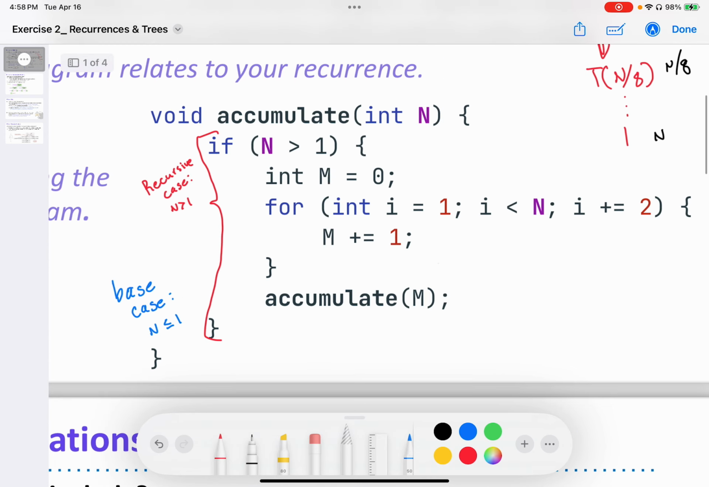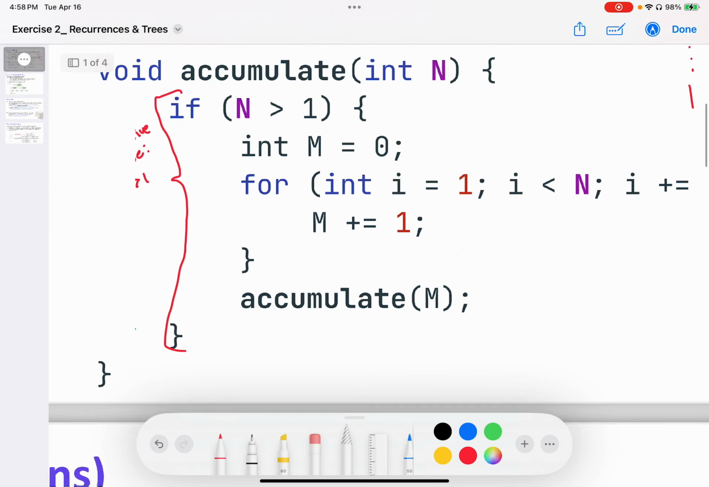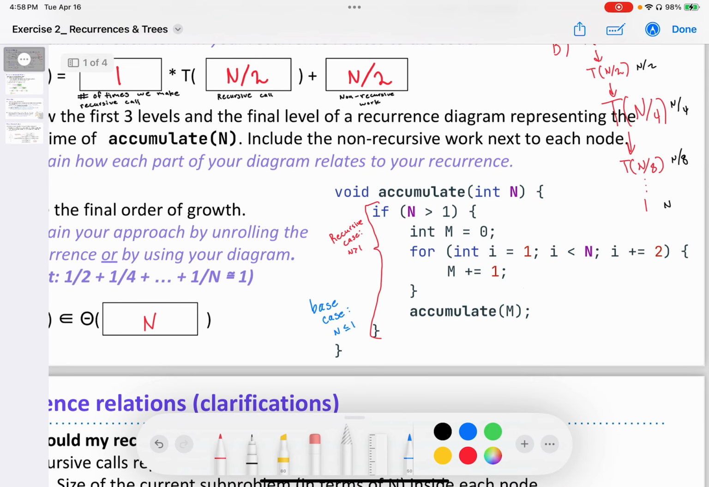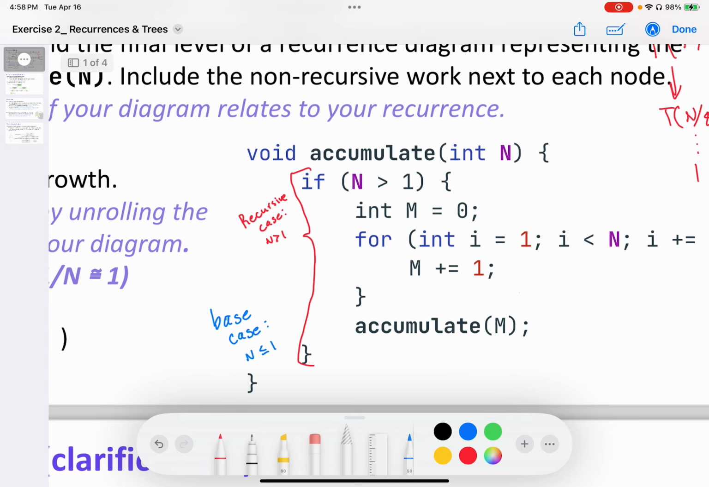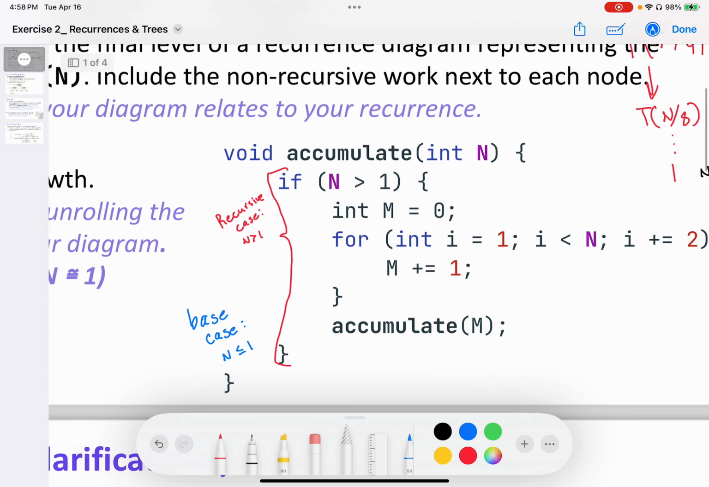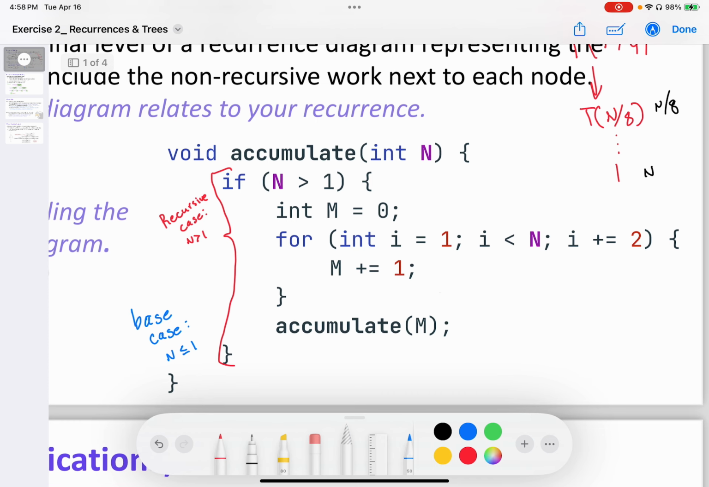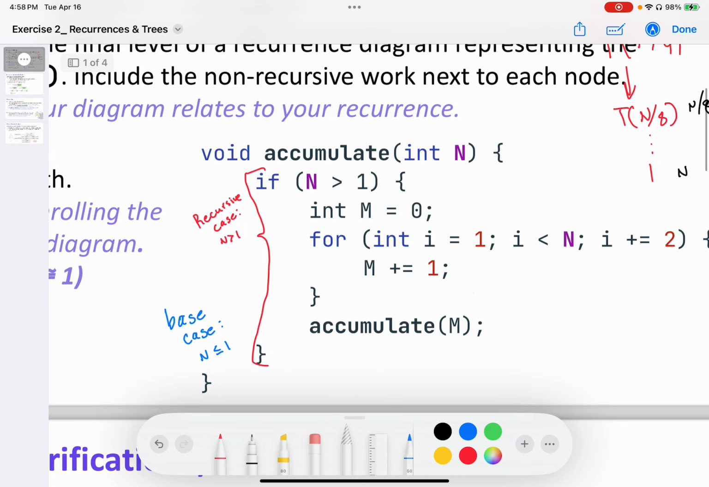Although in the method, we don't see m over 2, because we're calling accumulate m, at each iteration of the for loop, m increments by 1. However, the for loop runs n/2 times as i increments by 2 at each iteration. This is also the same reason why the non-recursive work is described as n/2.